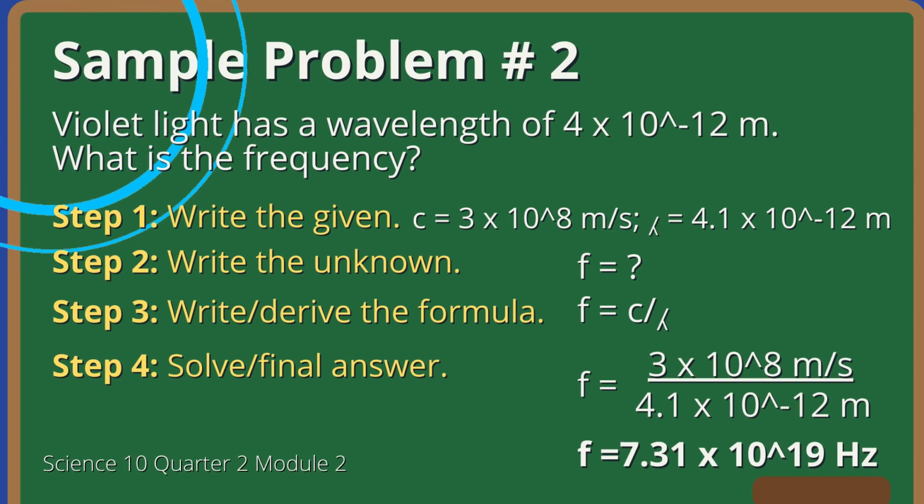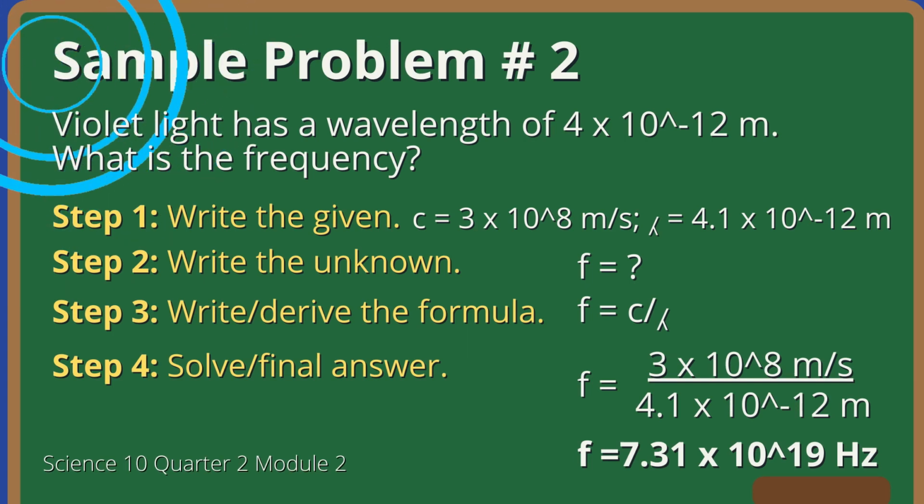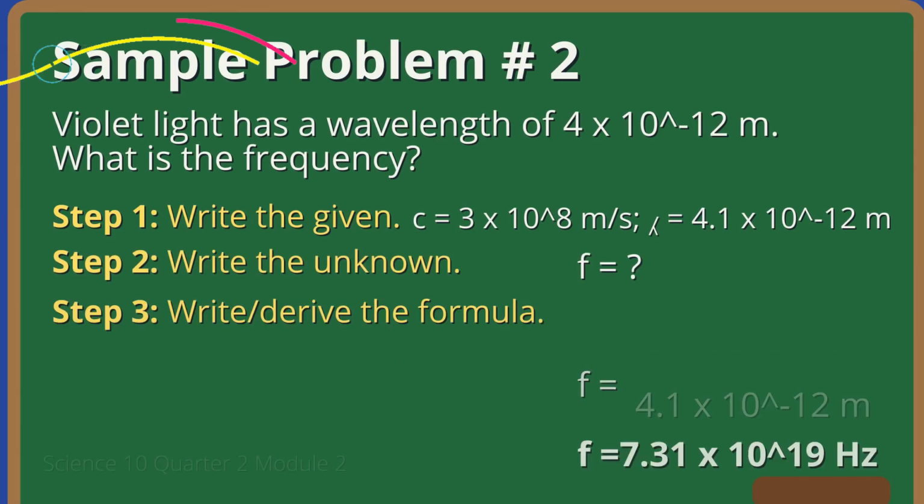Sample problem number 2. Violet light has a wavelength of 4 times 10 to the negative 12 meters. What is the frequency? Step 1. Write the given. c is equal to 3 times 10 to the 8 meters per second. And lambda is equal to 4.1 times 10 to the negative 12 meters. Step 2. Write the unknown. Frequency is equal to blank. Step 3. Write or derive the formula. f is equal to c divided by lambda.